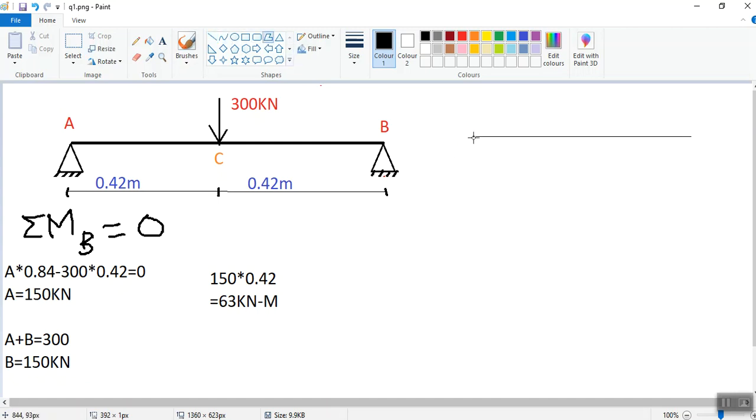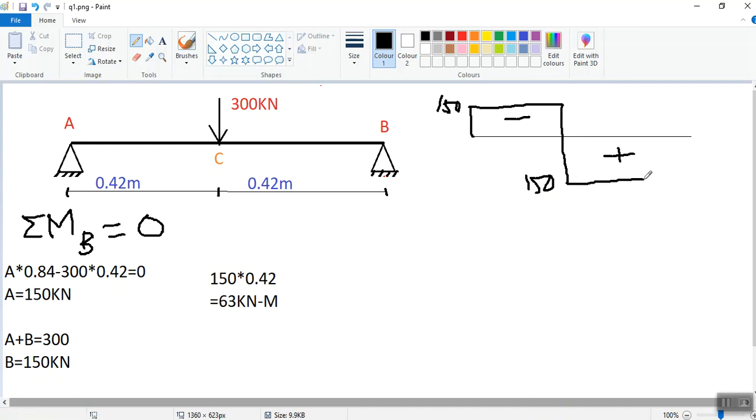So 150 kilonewton at A will go linear to point C. 150 minus 300 kilonewton load acting downward gives us minus 150 kilonewton. So the shear force diagram will change direction from negative to positive. Then it will go linearly to point B, and load acting at B is 150 kilonewton positive, so the shear force will go to 0. So this is shear force diagram.